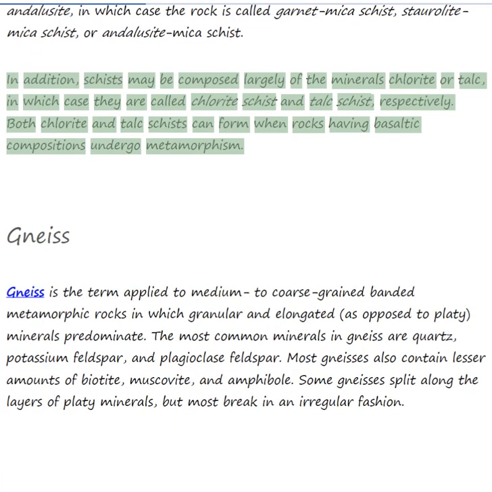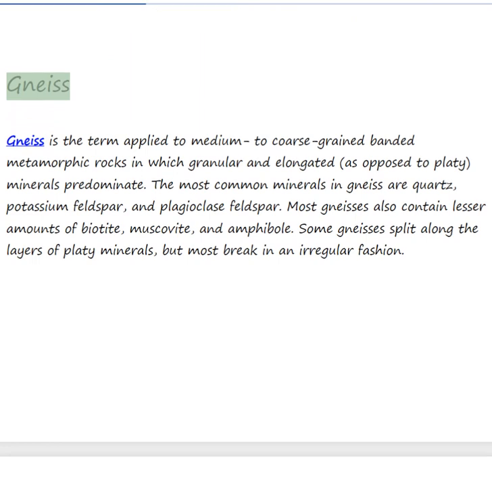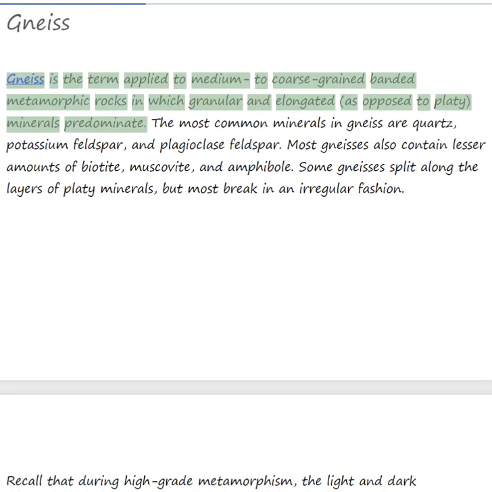In addition, schists may be composed largely of the minerals chlorite or talc, in which case they are called chlorite schist and talc schist, respectively. Both chlorite and talc schists can form when rocks having basaltic compositions undergo metamorphism. Gneiss. Gneiss is the term applied to medium to coarse-grained banded metamorphic rocks in which granular and elongated minerals predominate.